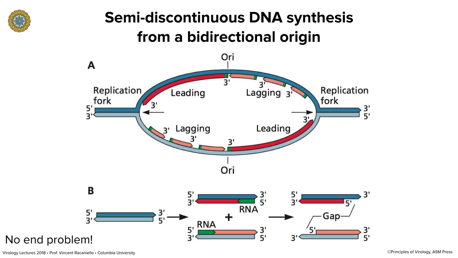The bottom just shows you the 5' end problem on a linear molecule. So a lot of virus DNAs are circular, in part for this reason, because you don't have an end problem. You don't have to lose sequence when you get rid of the primer. So that is semi-discontinuous, and it's bidirectional, going both directions from the origin, and there are two replication forks.